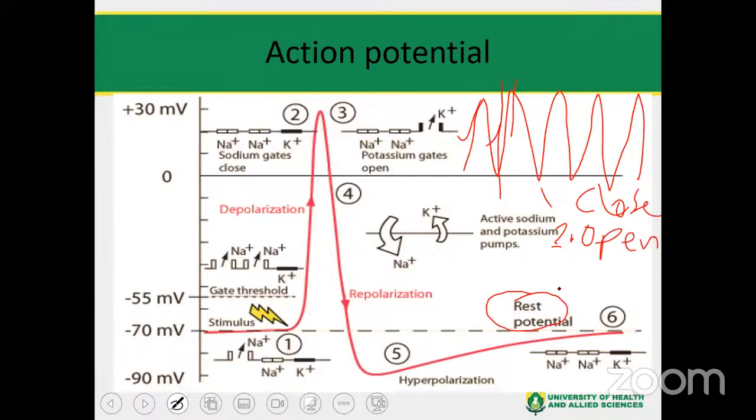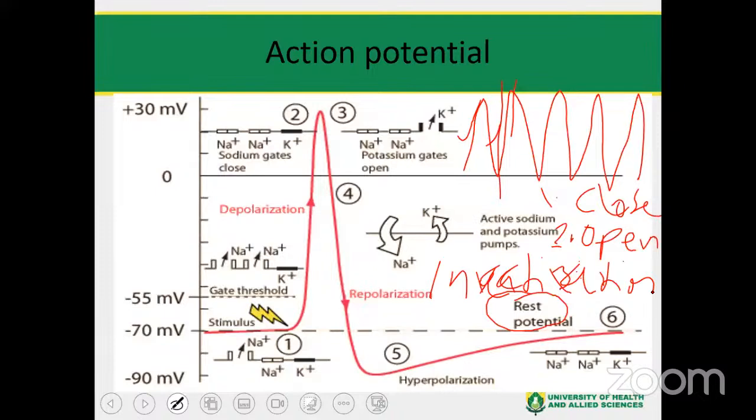Then 3, when they open within some few milliseconds, they enter into what we call the inactivation phase. Let me write the inactivation here. Inactivation. Okay, so they oscillate between three phases.